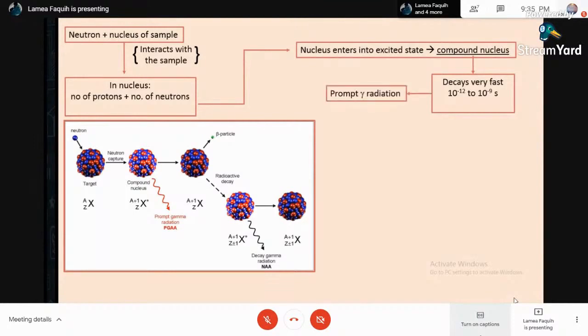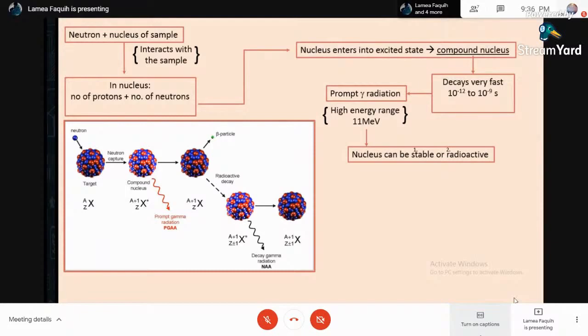Now, in this transition, it emits some gamma radiation. These are known as my prompt gamma radiation, and these gamma radiation will have a very high energy range, somewhere around 11 mega electron volt. Now, after this, the nucleus can be stable or radioactive.